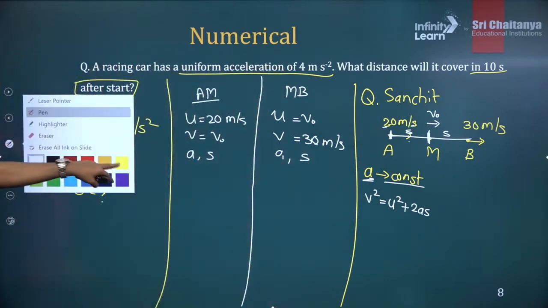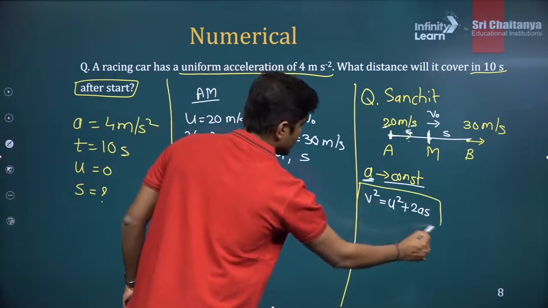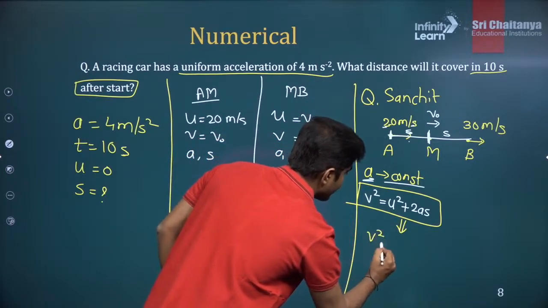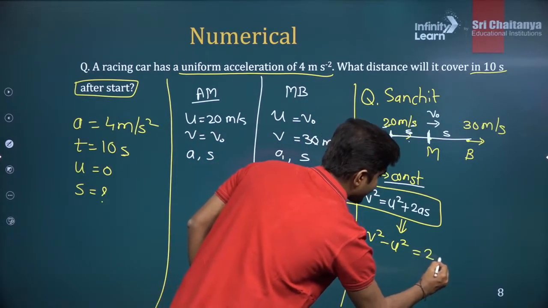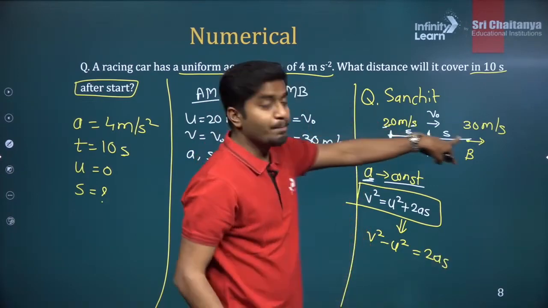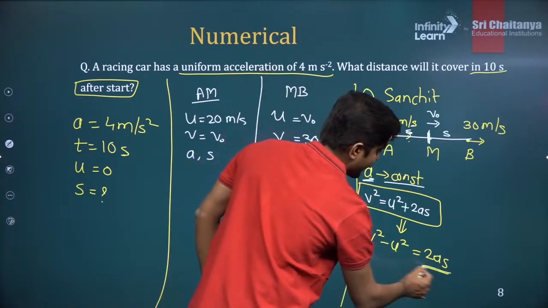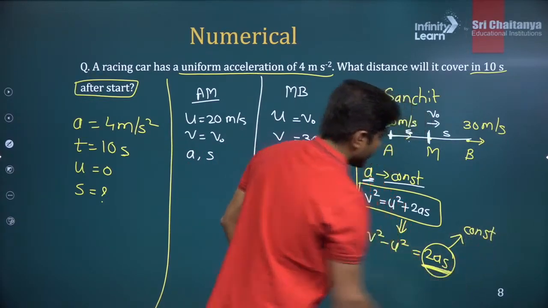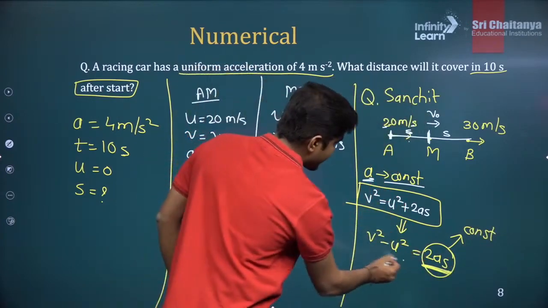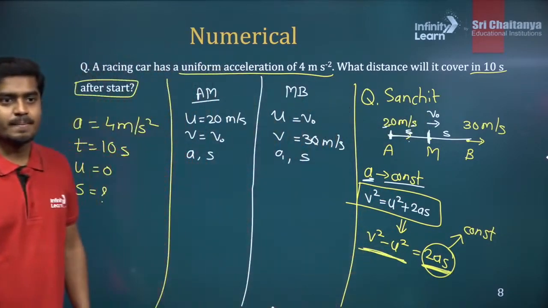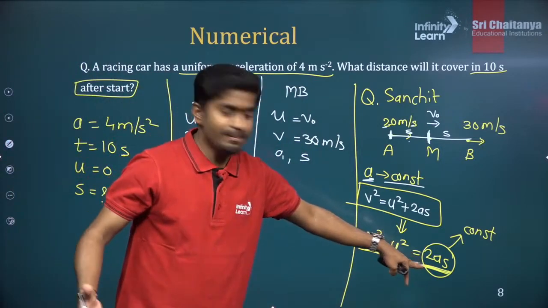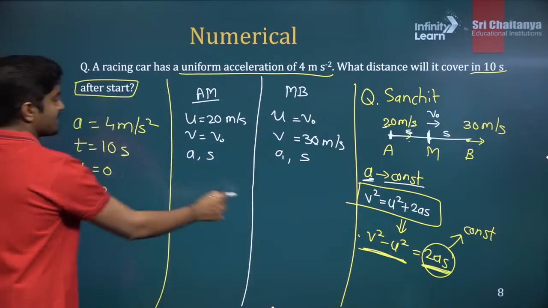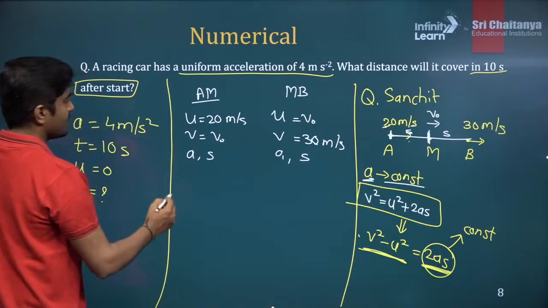So now we can use the third equation of motion. From here, what I can say is v square minus u square is 2 times a into s. In these two halves, this quantity is constant. If the right hand side is constant, that means the left hand side should also be constant, right? Right hand side is the same, so left hand side should be the same. So now we can directly solve this.